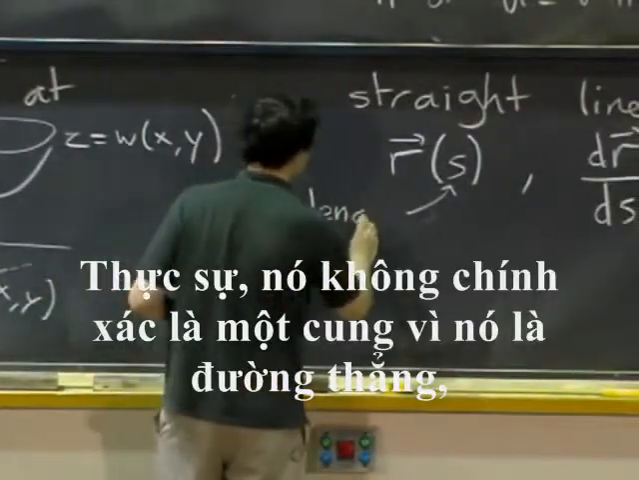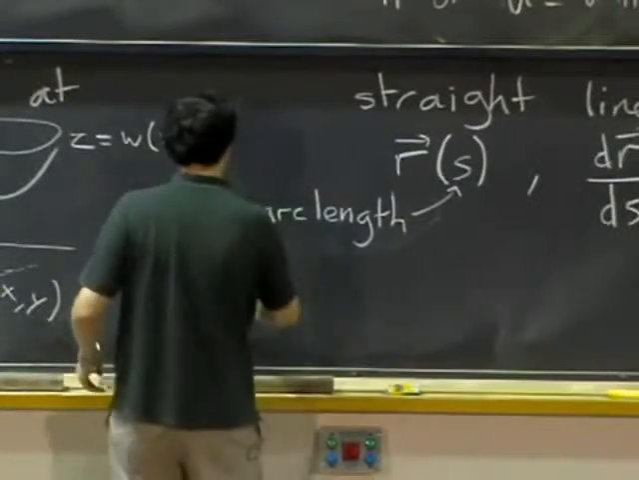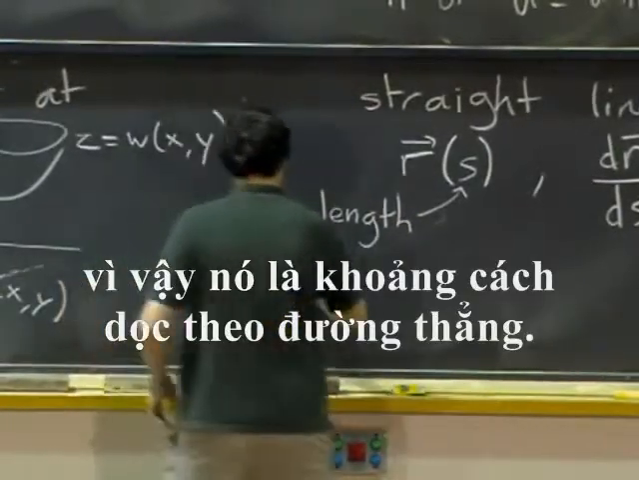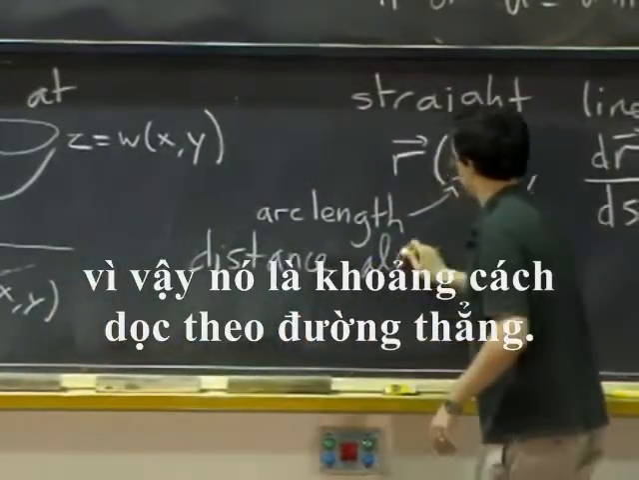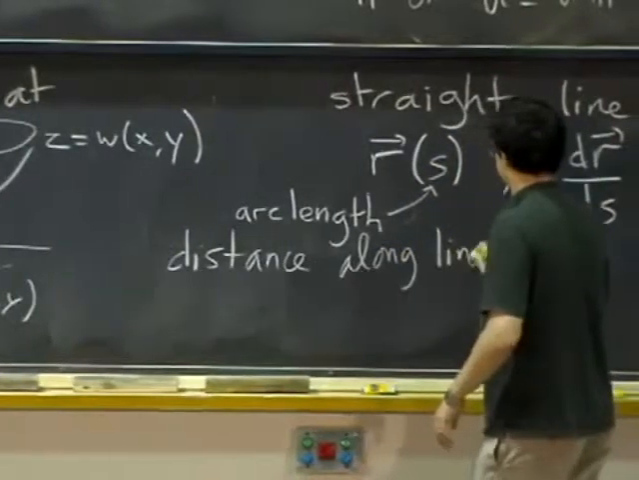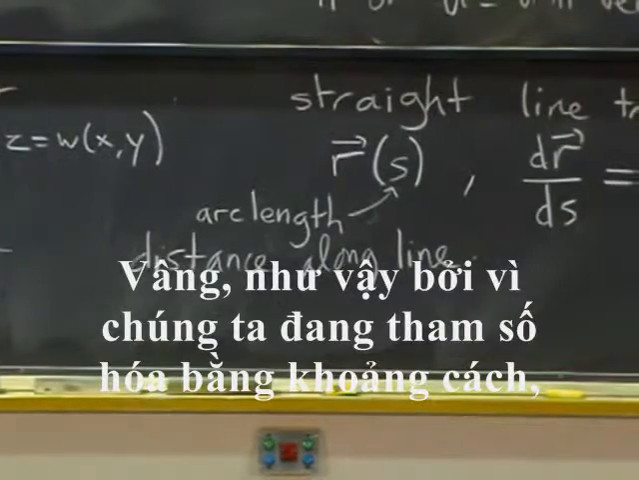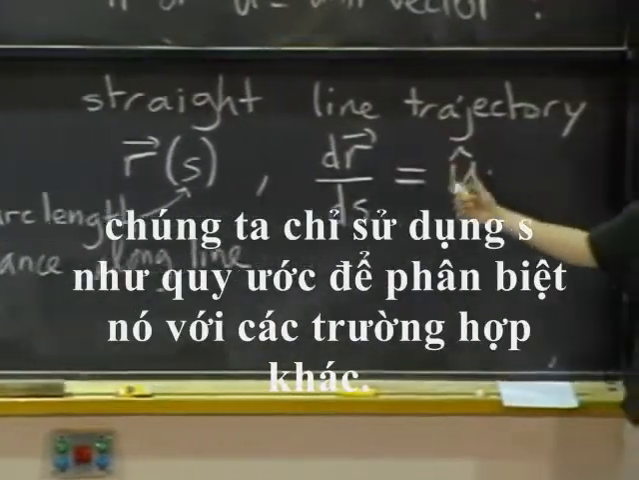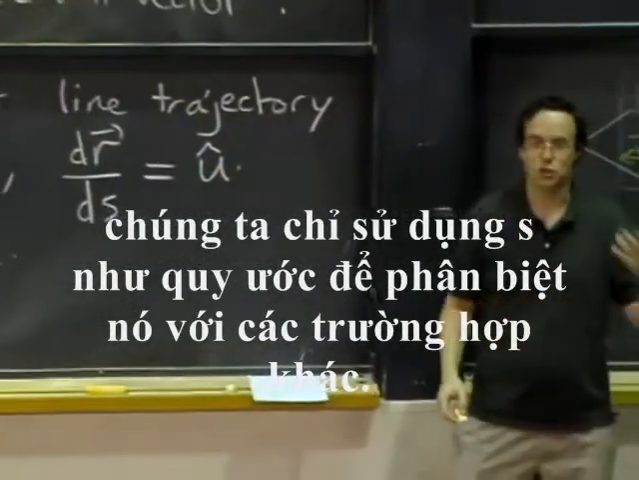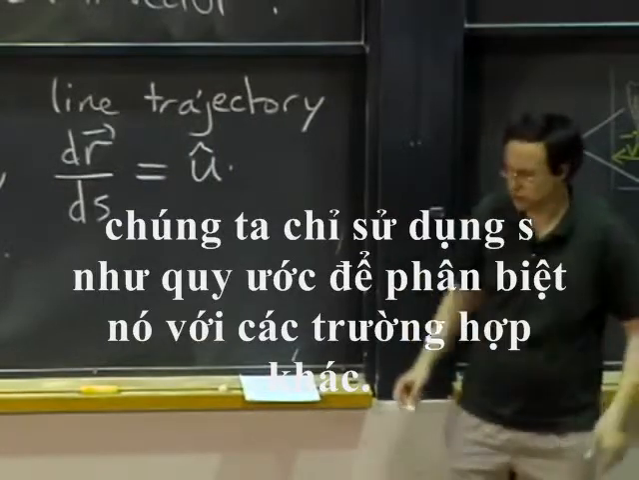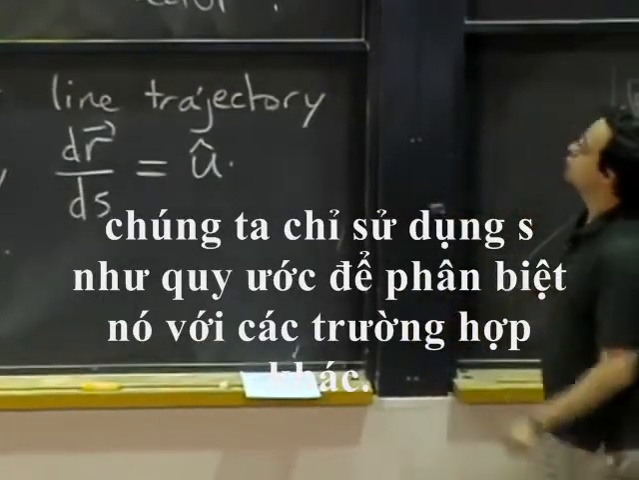Or actually it's not really an arc because it's a straight line. So it's the distance along the line. Okay, so because we are parameterizing by distance, we're just using s as a convention, just to distinguish this from other situations.